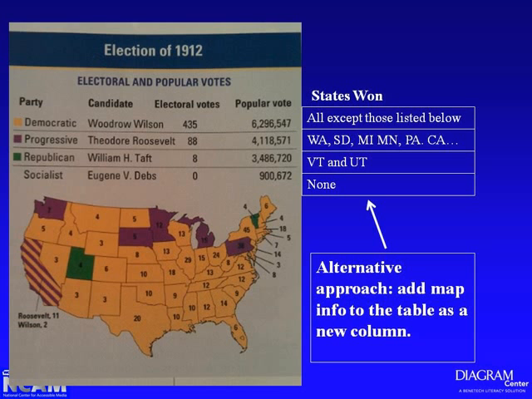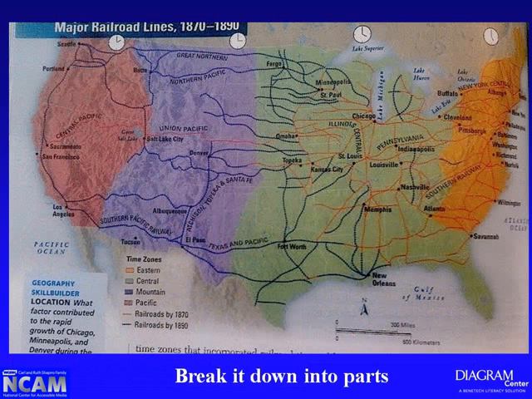This map is more of a summary, and really what you're calling out are the purple and green states, just a few states that didn't go to Woodrow Wilson. And so it's okay to say Wilson won every state except for the ones listed below. Okay, now I want to get to the next one, which is a really complex graphic.